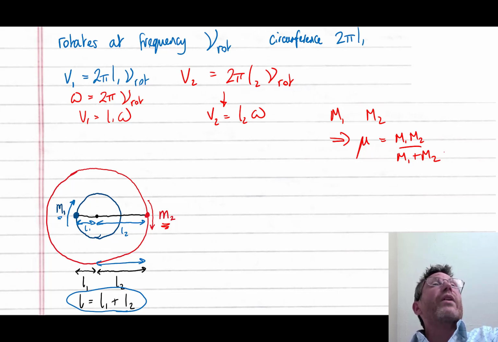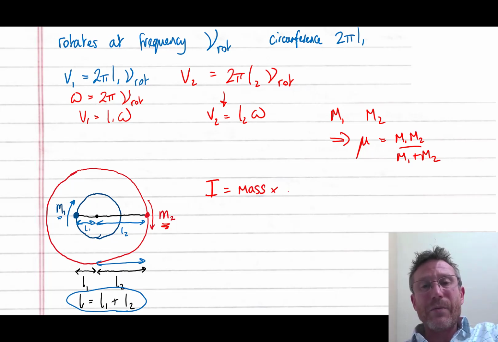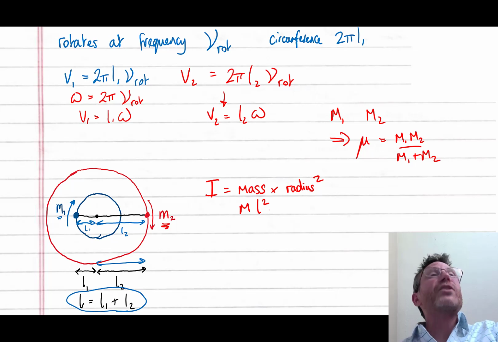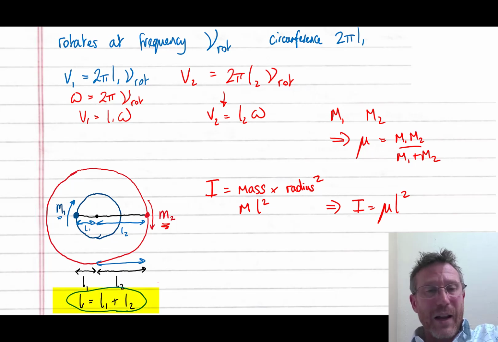So what else can we do here? I'm going to write down a few key points. I'm also going to talk about the inertia. Generally speaking, the inertia is equal to mass times sort of the radius squared. So it'll be an mL squared type situation. What we're going to show in a second, by the way, is that the inertia is going to be equal to the reduced mass times L squared, and L, of course, down here is equal to L1 plus L2.